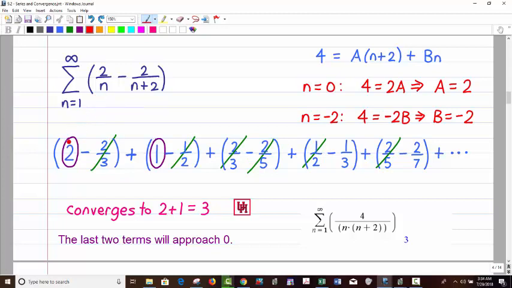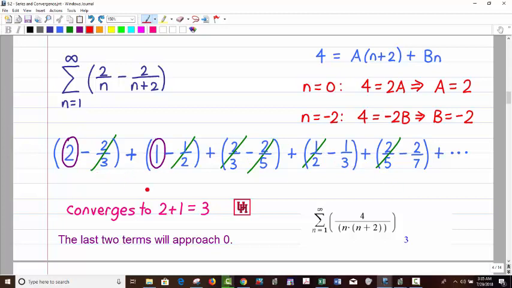So you put in 1, 2 over 1 is 2, minus 2/3. Put in 2, 2 over 2 is 1, and then minus 2 over 4 would be 1/2. Put in 3, you got 2 over 3, minus 2 over 5. Put in 4 here, you got 1/2, 2 over 6, minus 1/3. Put in 5, you got 2 over 5, and you have minus 2 over 7. So I'm stopping right there.